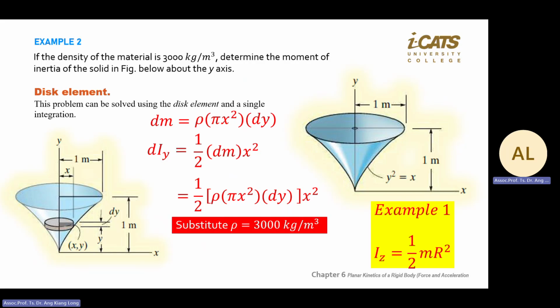Let's say this is already given 300 there. You substitute x equal to y squared.